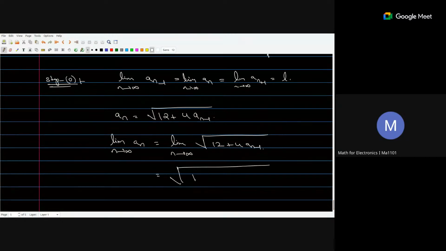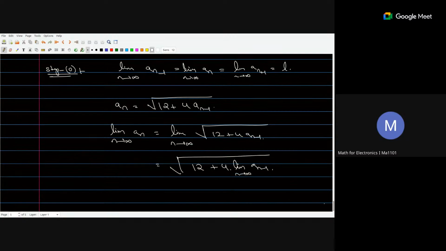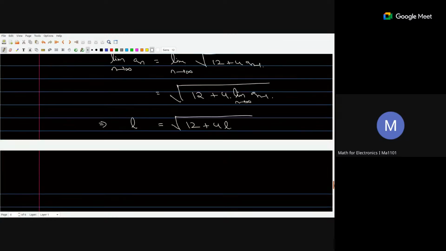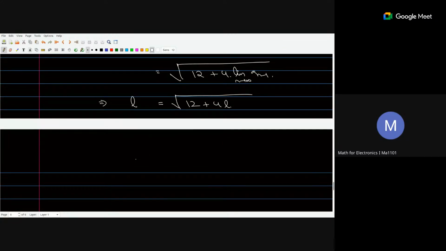I can write it like this: 12 plus 4 times limit n tends to infinity of AN minus 1. As these are the very first examples, I am writing each and every step. In the next examples, you simply replace AN with this small l and AN minus 1 with this small l. That's it. You don't need to write all these things. Now by using this step 0, I can simply write L equals root of 12 plus 4 times L. Now I have an equation in terms of L, and I have to solve it. Square it on both sides. I'm going to get L squared equals 12 plus 4L.